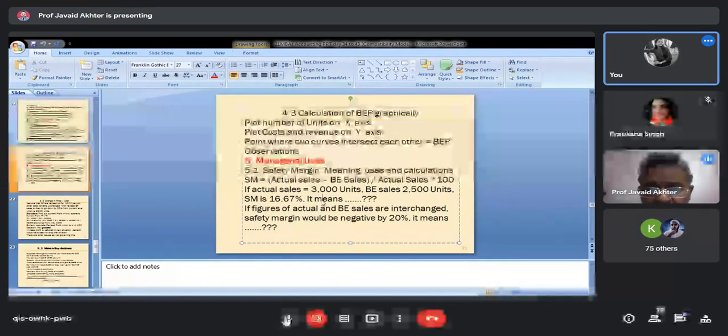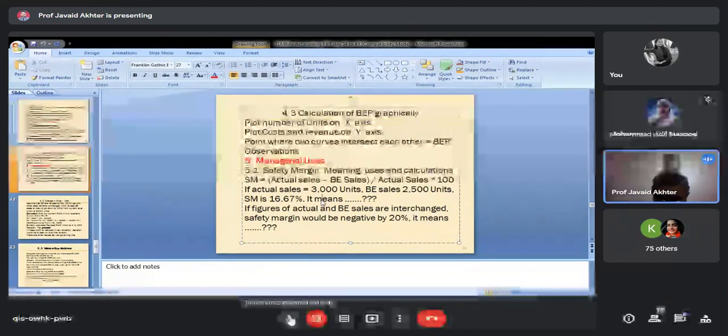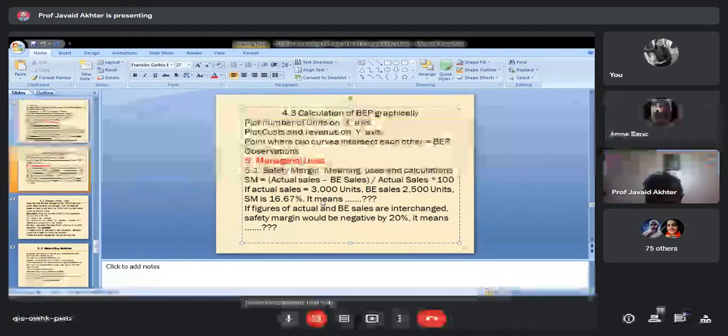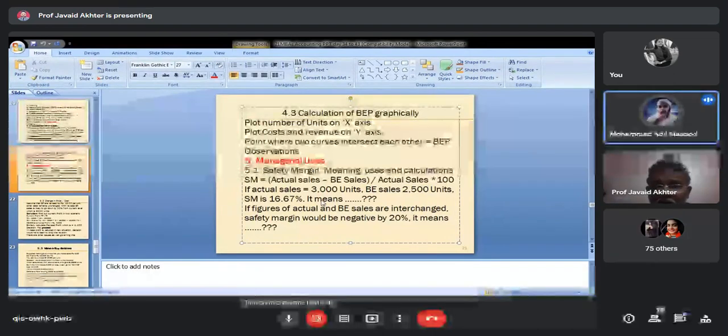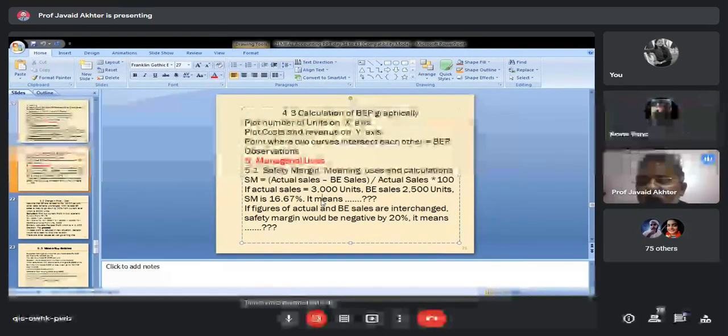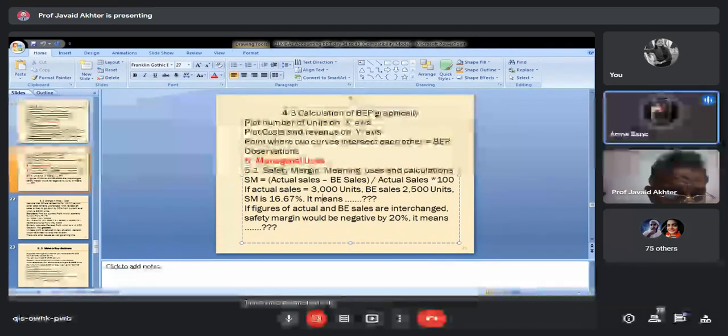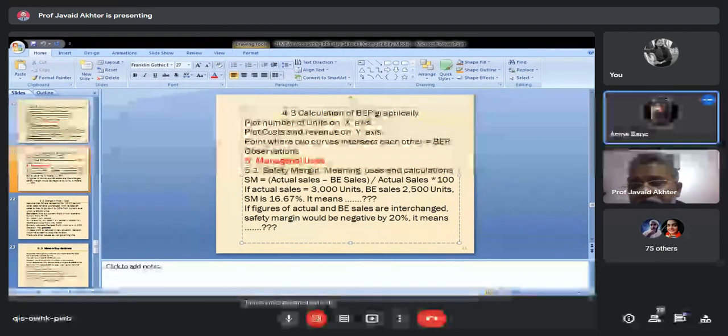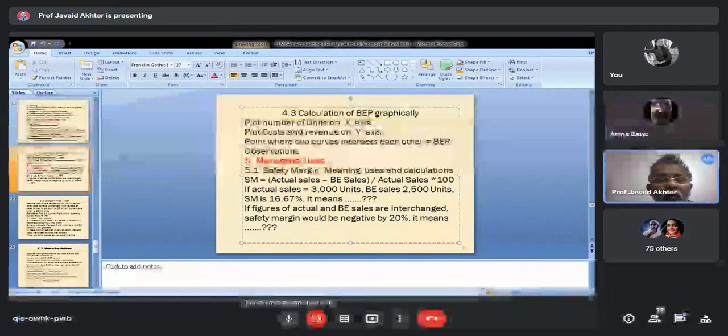500 divided by actual sales. What will be your answer? 500 to be divided by actual 3,000. 100 divided by 6 is equal to 16.67. Let us say 17%. So what does it mean? How can we interpret this 17%?